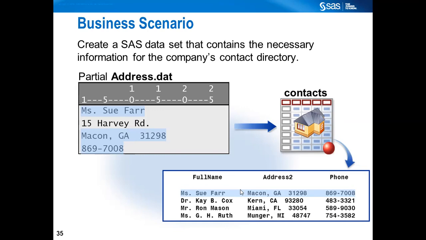But this is just an introduction to a new scenario, that you have to create a SAS data set that contains the necessary information for a company's contact directory. And this is how the address directory is in a raw file, and you'll have to create a structured SAS data set. All right, so we'll see this in our next class.